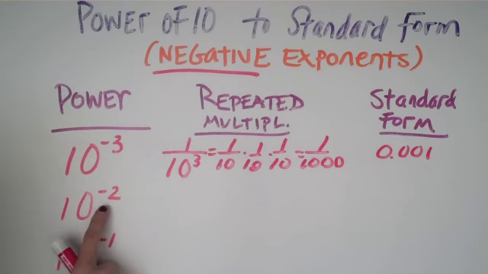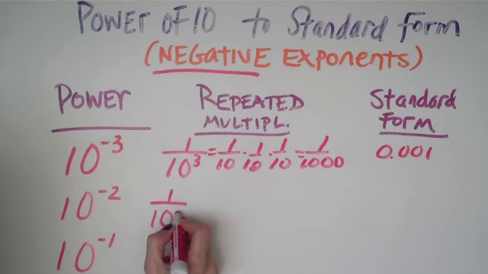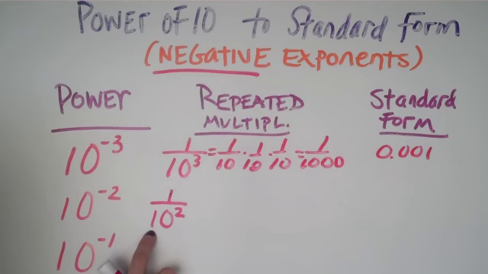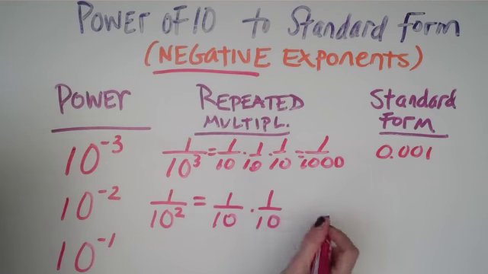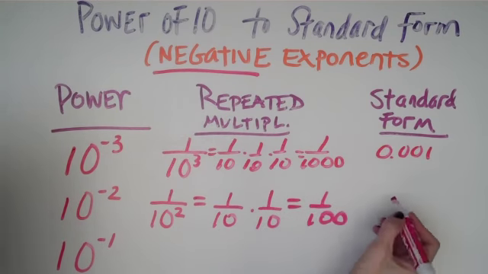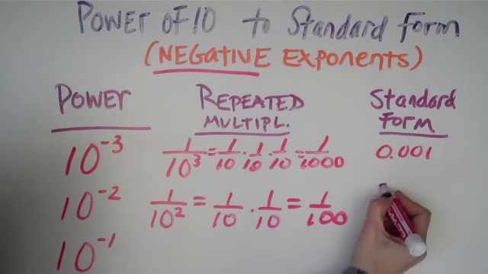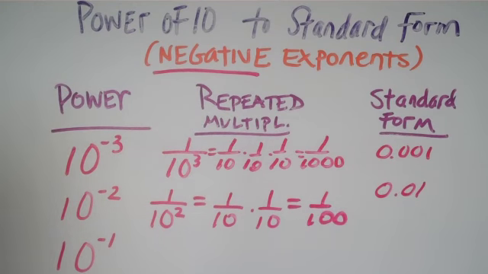Let's try another one. 10 to the negative 2. Well, that would become 1 over 10 squared. Again, I got the reciprocal. It took this whole thing and just made the exponent positive. Well, what does that equal? That equals 1 over 10 times 1 over 10, two times, which equals 1 over 100. To write 1/100ths as a decimal, it would be 0.01, tenths, hundredths. Okay, again, standard form. So we took the power of 10 and we put it into standard form.